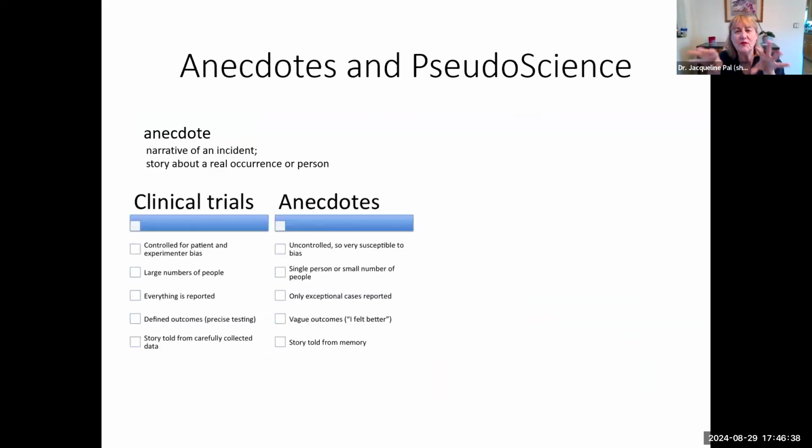This is all different than anecdotes and pseudoscience. Anecdotes is where somebody says, well, my aunt, she had pancreatic cancer and she drank coffee every single day and it cured her of her cancer. Okay, that's their narrative. That's a story about one person. That is not a scientific article.